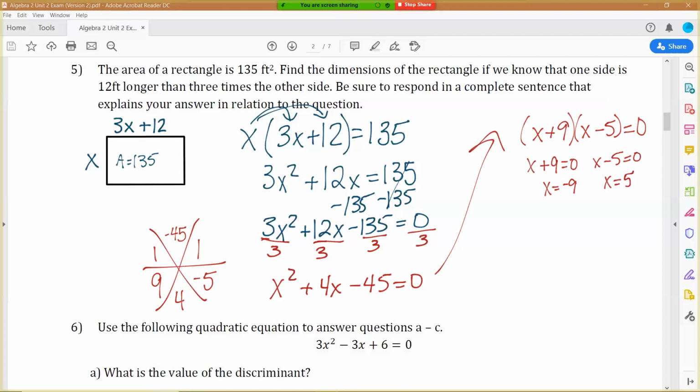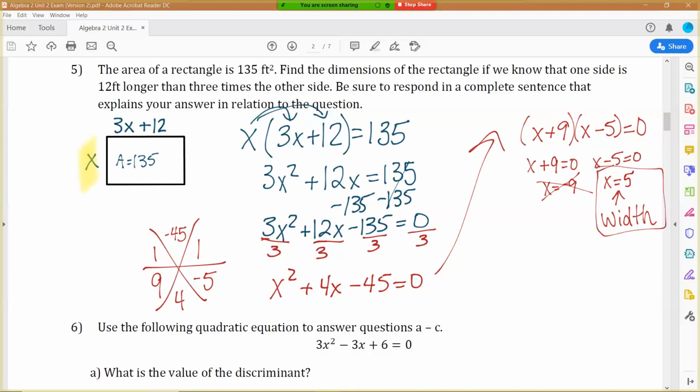But think back to what x represented in our diagram. So x represented the width of our rectangle. Is it possible to have a width that's negative 9? If I tell you to measure something and you tell me that the length of it's negative 9, I'm going to look at you like you're crazy. So we know that this is our width.